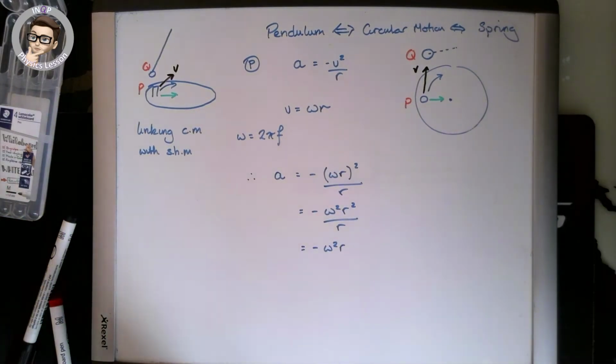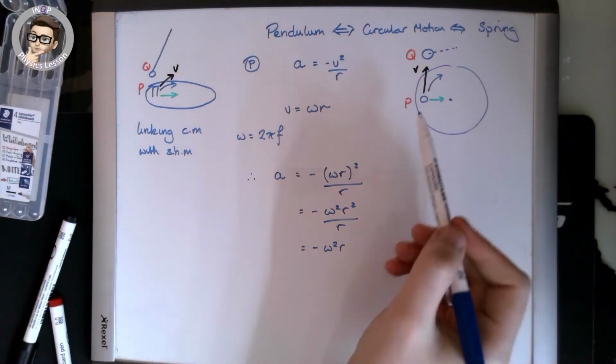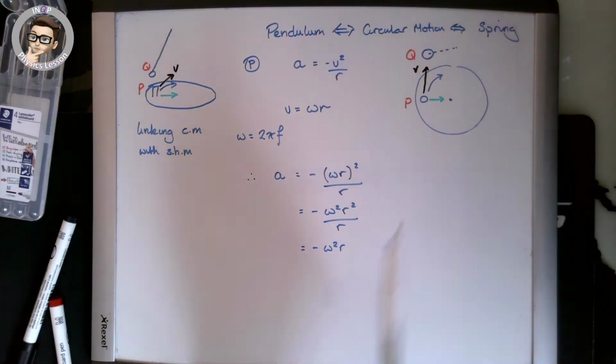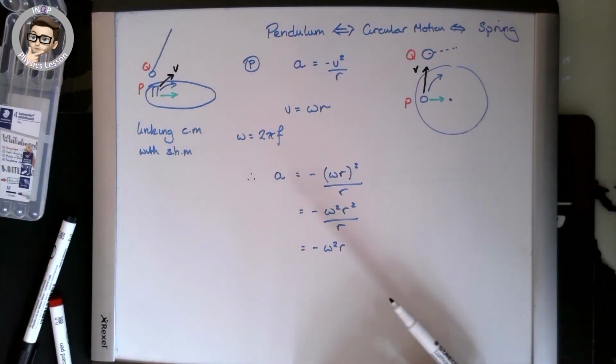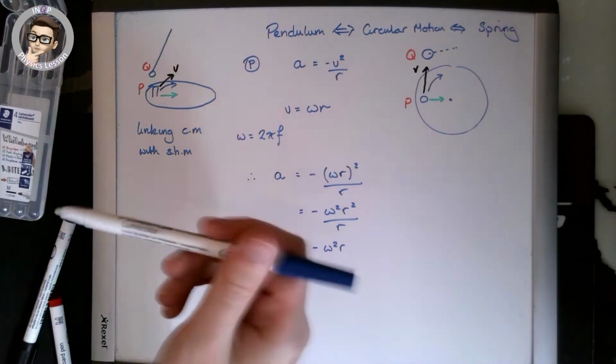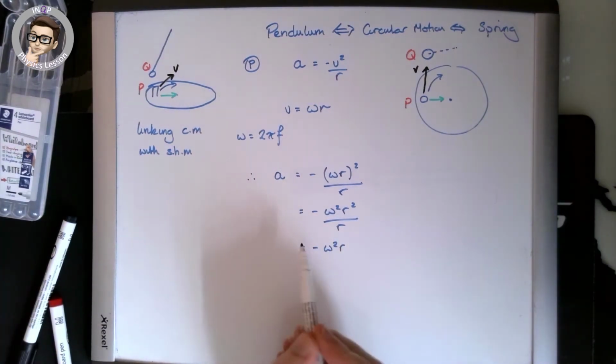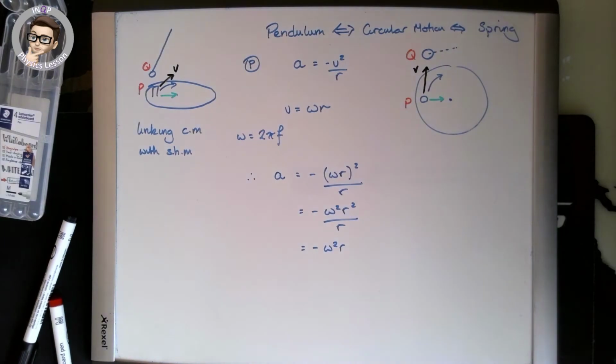Okay, so we know the acceleration of P as it's going round that circle. The acceleration towards the centre, which is the acceleration in the opposite direction, because remember it's going to act towards the centre, is going to be minus omega squared r, and hence that's where the minus comes from.